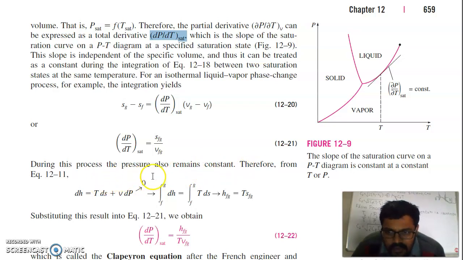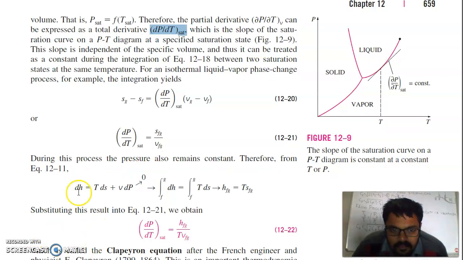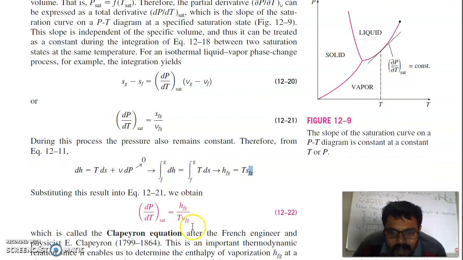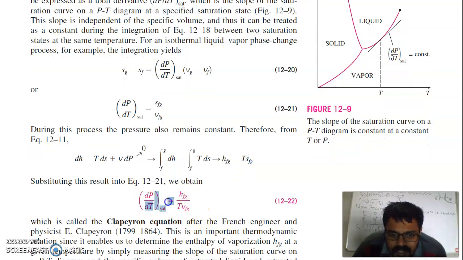Therefore, from the equation, take the enthalpy equation in which dP is 0. We have developed this relation dh equals T ds, and when you integrate between liquid and gas, you get hfg equals T sfg. Now you can replace sfg with hfg and T. So (dP/dT) saturation is equal to hfg by T vfg. This is the relation which will give you the value of enthalpy during the phase change.